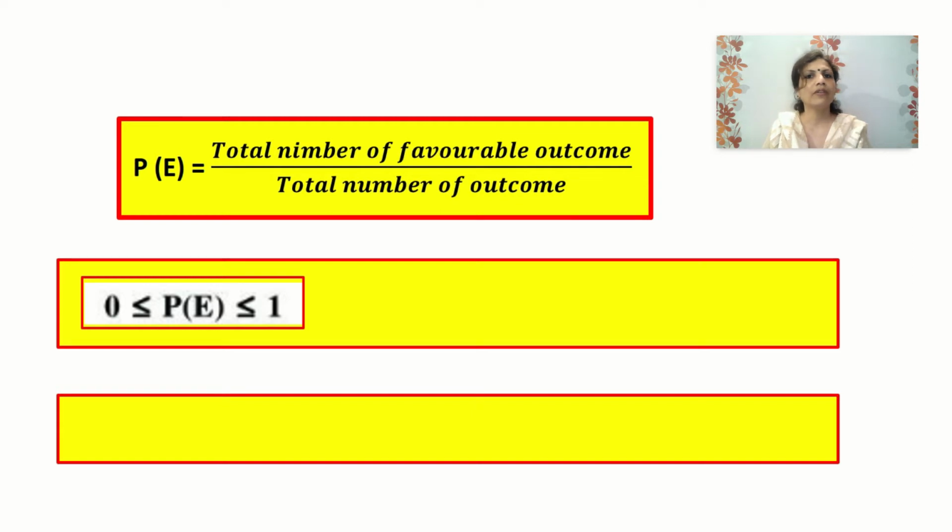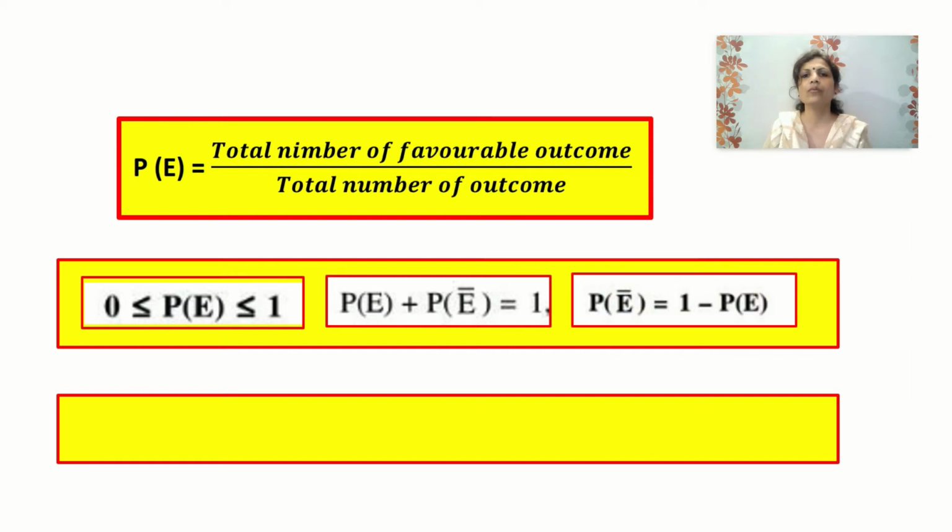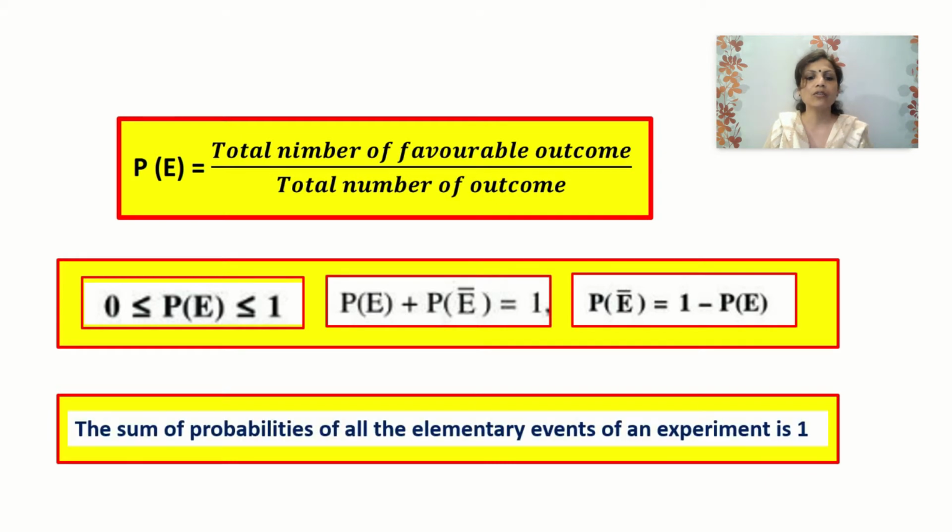Second important thing we have learned about the complementary events, that the probability of an event E plus probability of complementary of that event E is always equal to 1. We can also read it like probability of E plus probability of not E is equal to 1, and with this we get one more relation, that probability of not E is equal to 1 minus probability of E. Along with this, another very important thing, that the sum of probabilities of all the elementary events of an experiment is always equal to 1.